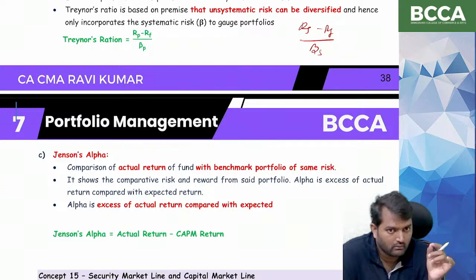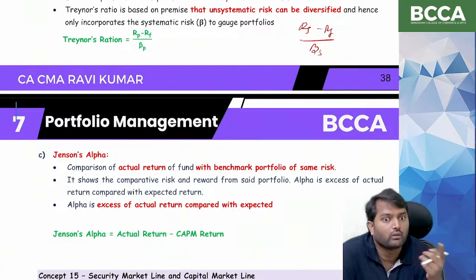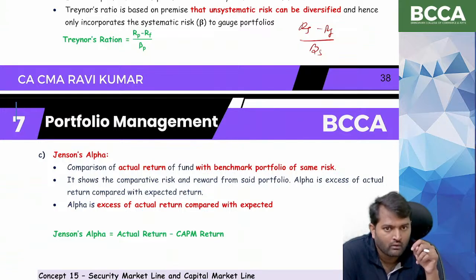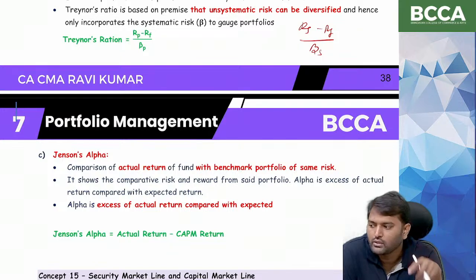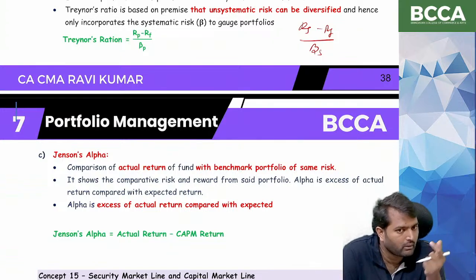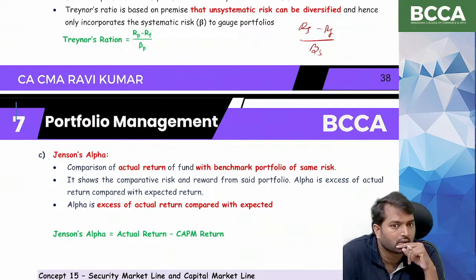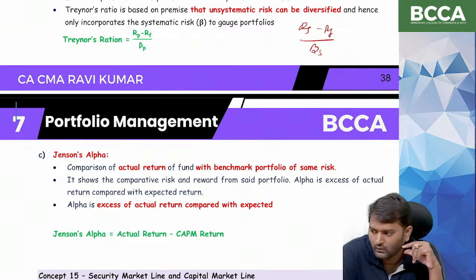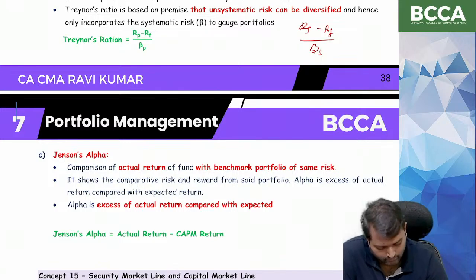Excess return per unit of total risk. Standard deviation is total risk, no? What about beta? Beta is a systematic risk. So Treynor's ratio indicates excess return per one unit of systematic risk. Clear? Yeah. Clear? Okay.